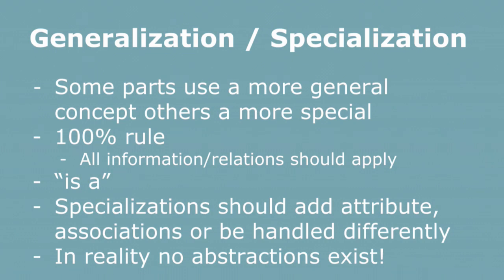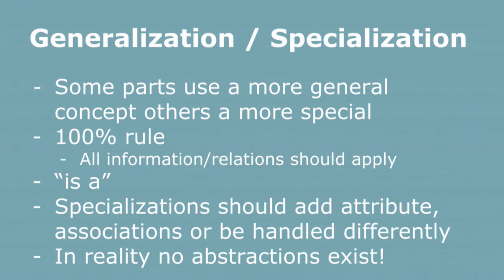The specializations in turn should add something special. So they should add some attribute, some association, or be handled in some way differently to make sense in the domain model. Maybe you can just replace all these special classes with this more generic concept.